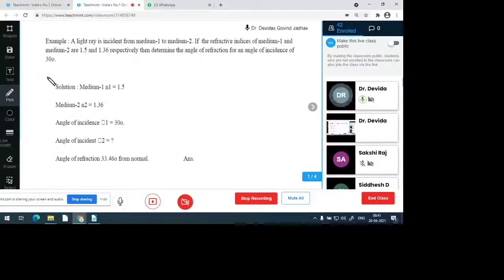Example, you can write down the example. Always while solving the problems, you should have a notebook and a calculator. So what is the example here?